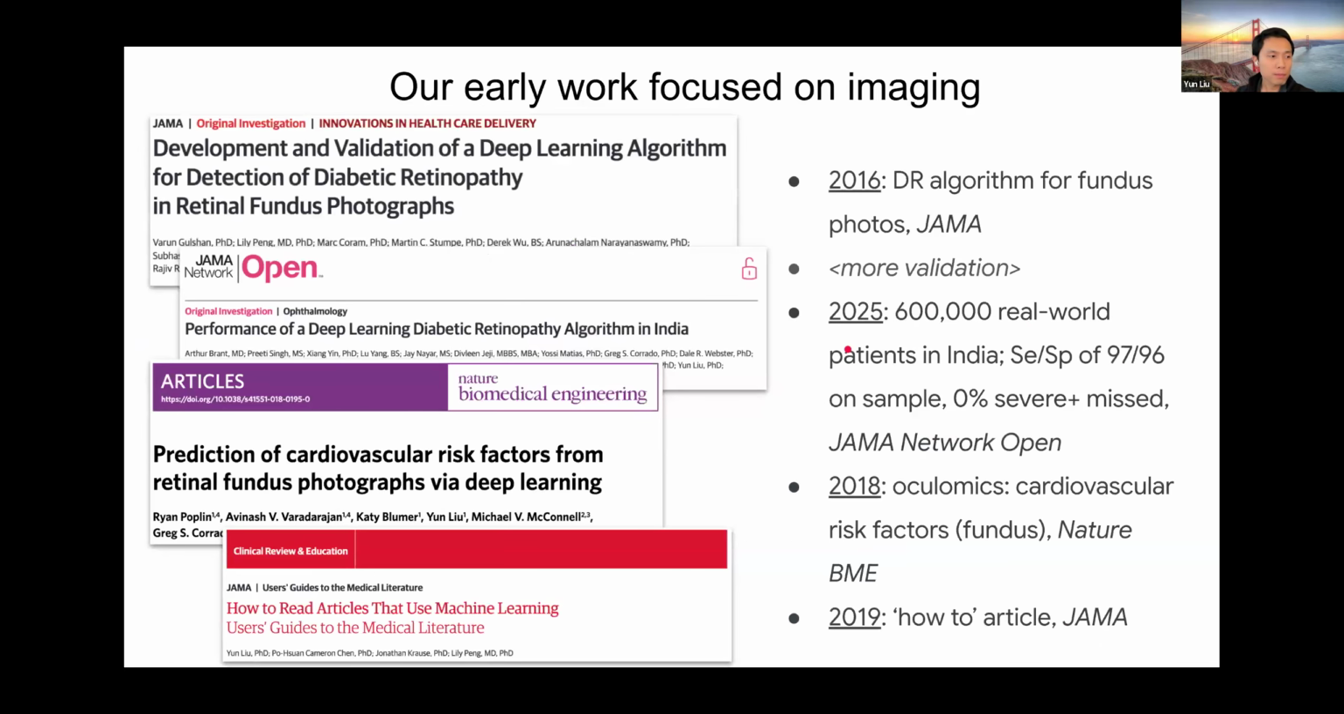Oftentimes when I go to a biomedical venue, one of the first questions I get is, what is Google doing in this space? Why am I at that particular venue? Our team's journey in this space started a little over 10 years ago. In 2016, we published a paper that later was named one of the 10 most influential papers of the decade by JAMA. It dealt with patients with diabetes who are at risk of developing diabetic retinopathy, or diabetic eye disease, which can lead to blindness if not treated.